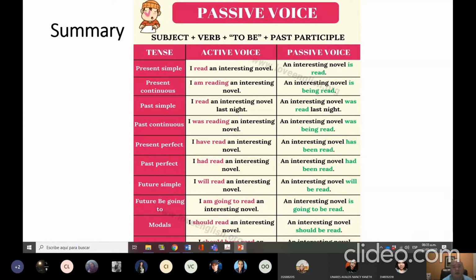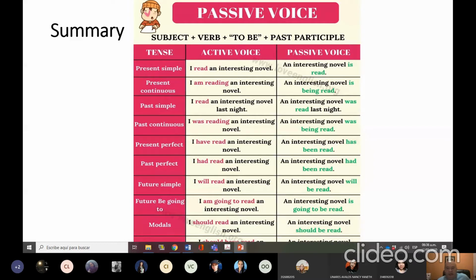An interesting novel was read last night. Past continuous. I was reading an interesting novel. An interesting novel was being read. So, whatever the tense that we use, we decide if we want to focus on the doer or on the action. In this case, in passive voice, we're focusing on the action. So we're using passive structure.